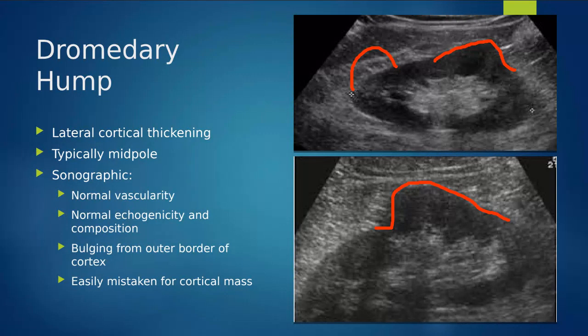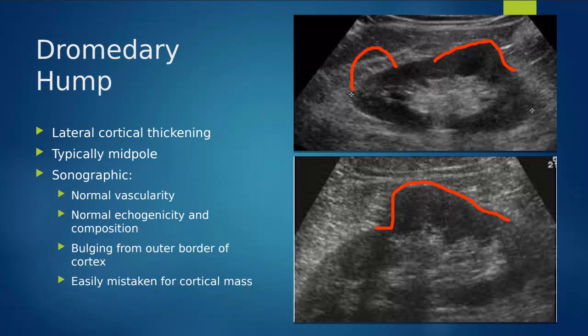On ultrasound, it's going to display the same characteristics as normal cortical tissue. We're going to see normal vascularity to that tissue, normal echogenicity. We're going to see that bulge from that outer border of the cortex. And again, we can easily mistake this for some type of discrete mass, but we're looking for borders.